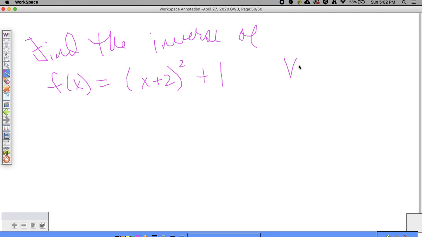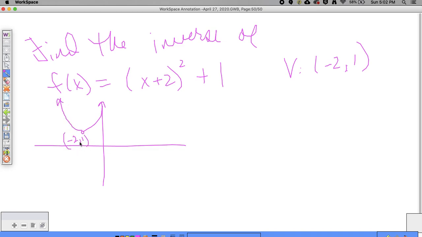vertex? The first thing you should say is, for starters, this is a parabola whose vertex is at negative 2, comma 1. Now, if you go to plot that function, we're over here at negative 2, comma 1, and we're going to have something that looks like this. And you should be saying to yourself, I already know that this does not pass the horizontal line test. So therefore, we have to restrict the domain.